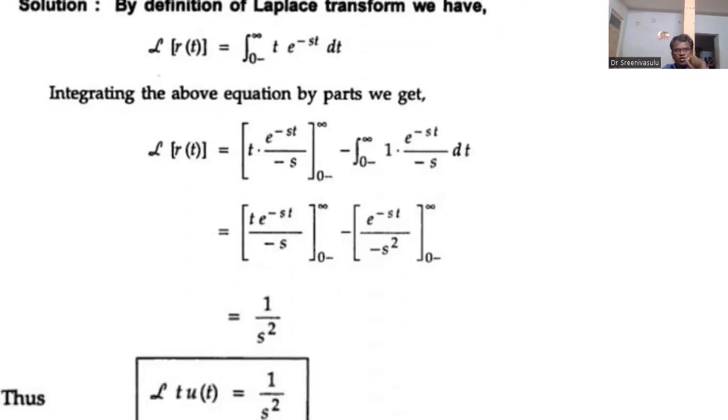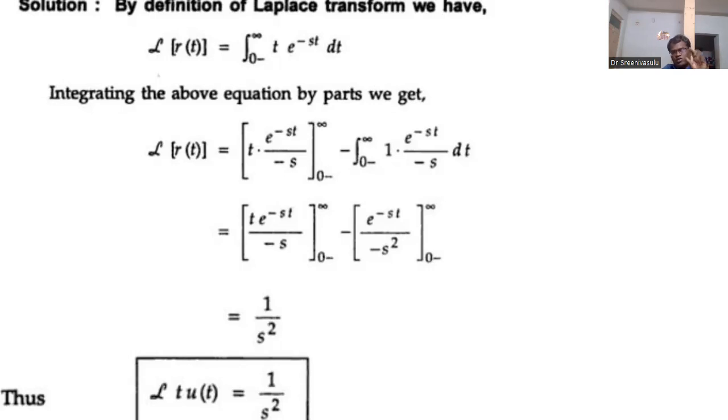So if you substitute these limits, we see here t upper limit is infinity into e power minus infinity into t by minus s, minus lower limit is 0. So that factor anyway there is a t is there, so that lower limit part is going to become 0. Coming for upper limit, this t is infinity. If you leave it as it is, it is not going to exist.